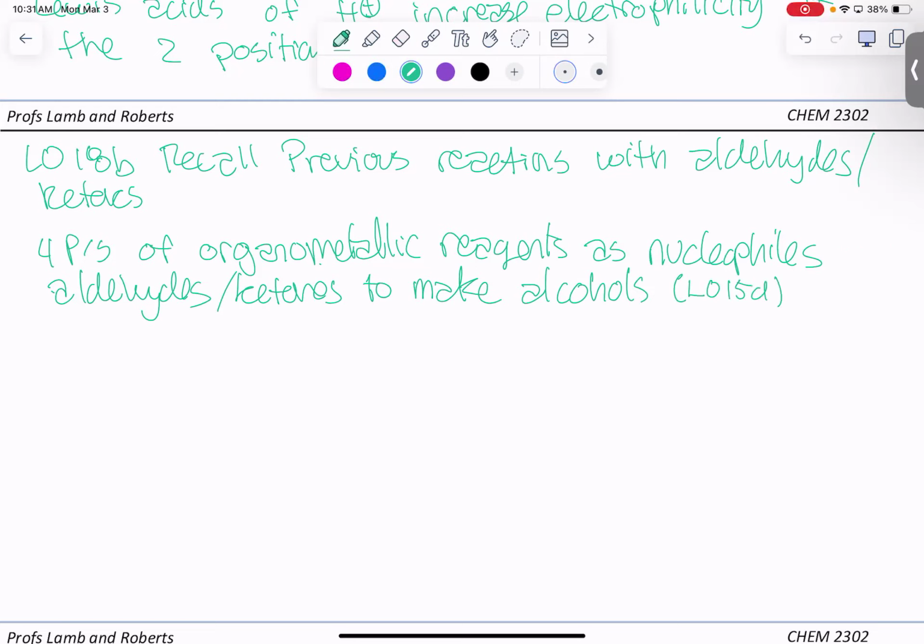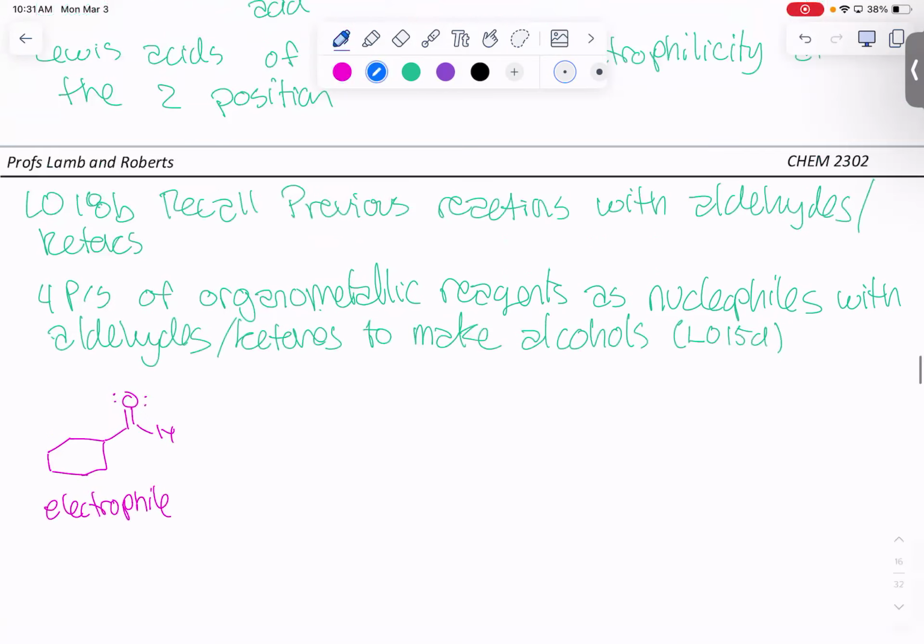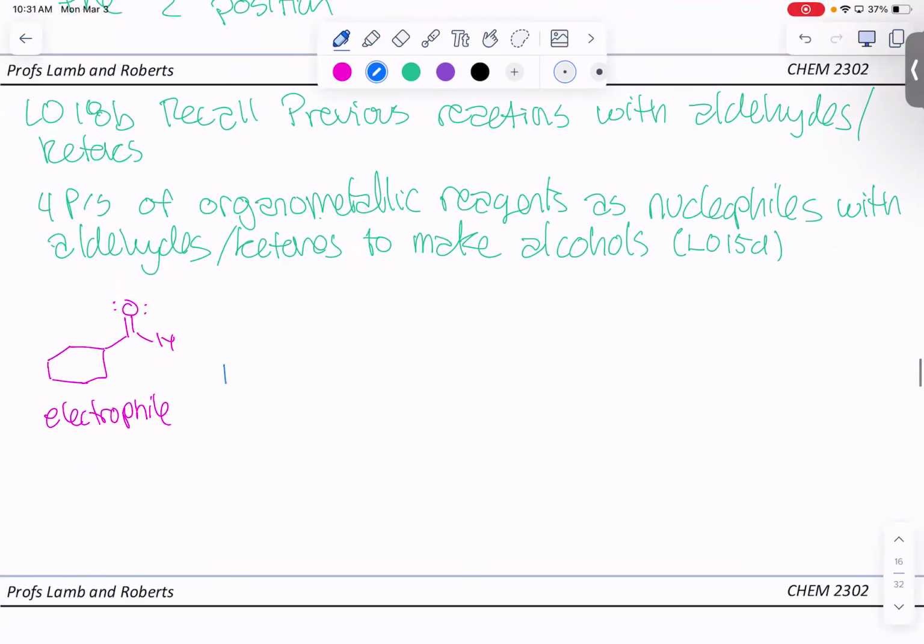We learned that if you have an electrophile, such as an aldehyde or a ketone, we'll just be using an aldehyde here as our electrophile. And we react that with an organometallic reagent. For example, let's use an organomagnesium reagent as our nucleophile.